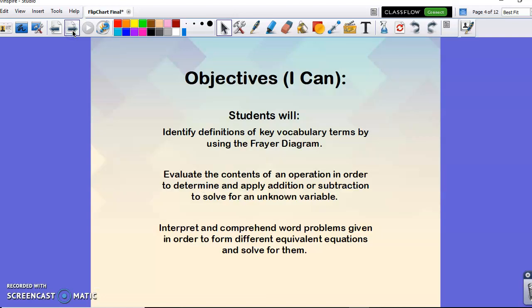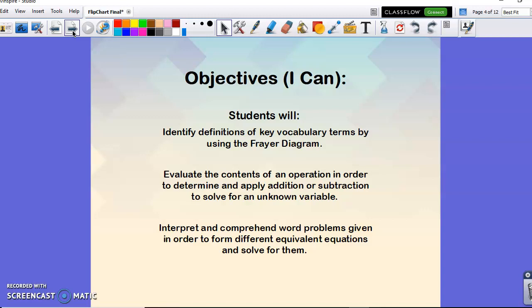The objectives for this lesson plan, the I can statements: students will identify definitions of key vocabulary terms by using the Frayer diagram. The assessment evidence for this is the Frayer diagram of their vocabulary, filling in the definition, characteristics, examples, and non-examples of each vocabulary term as they go.